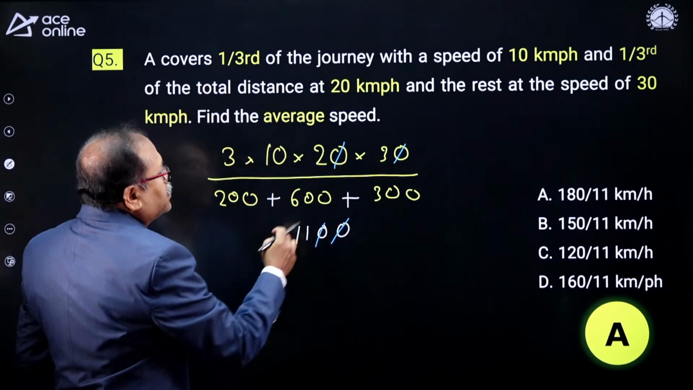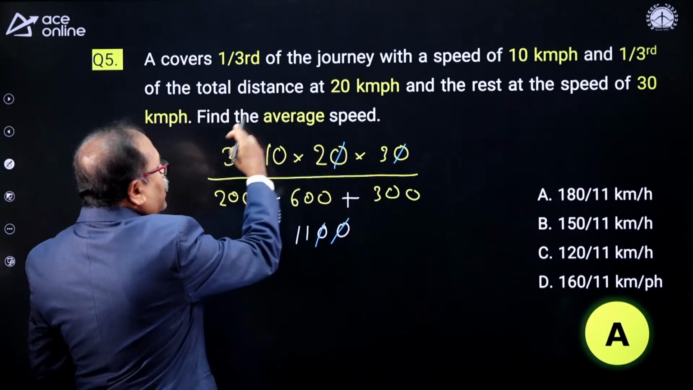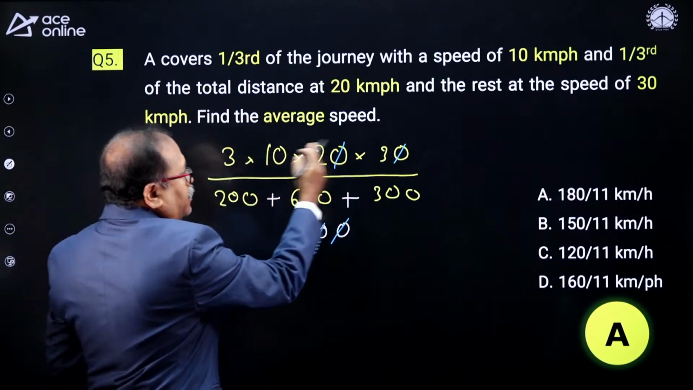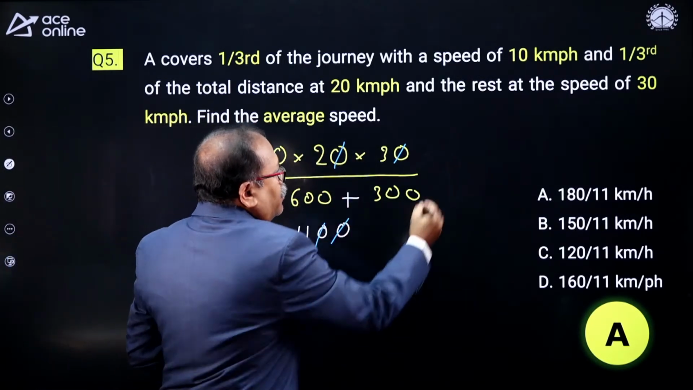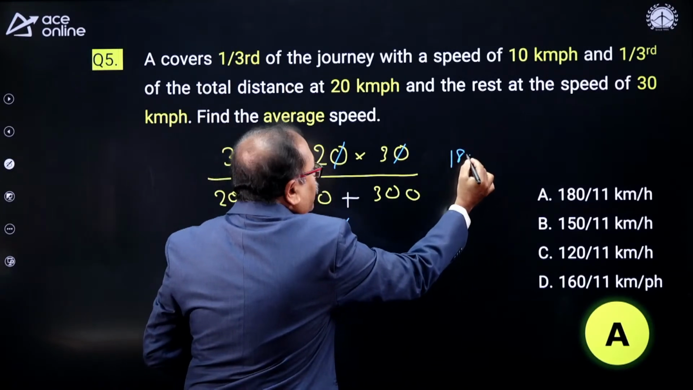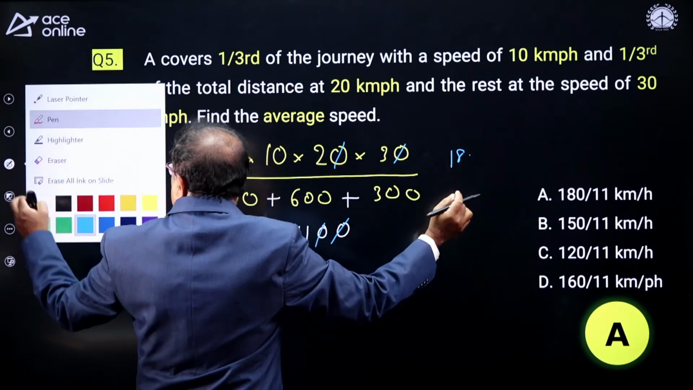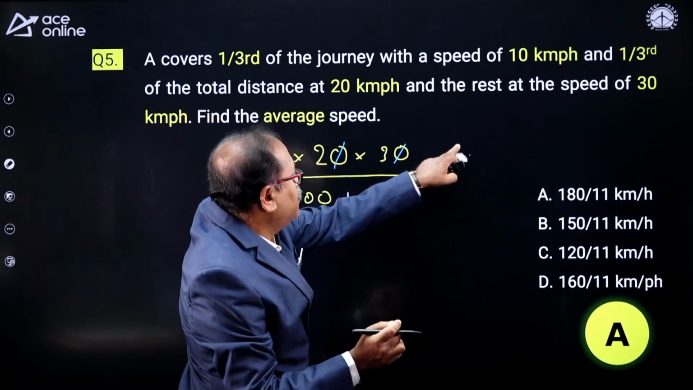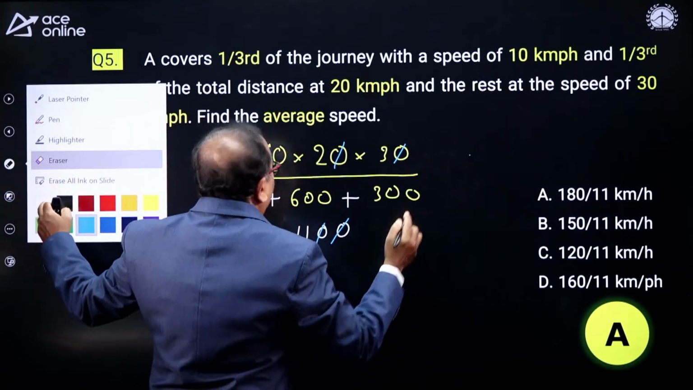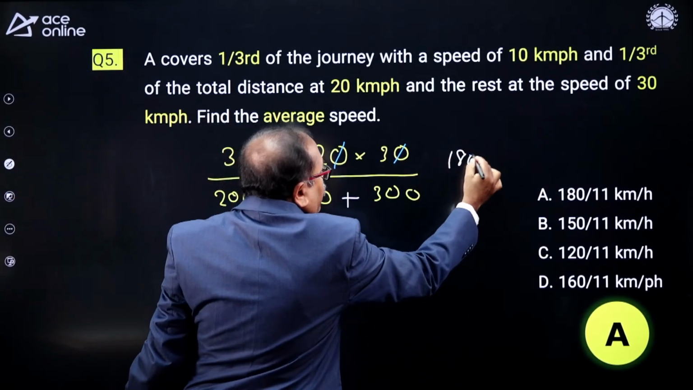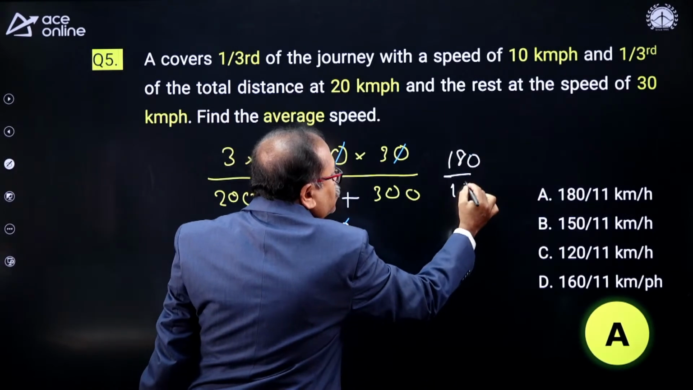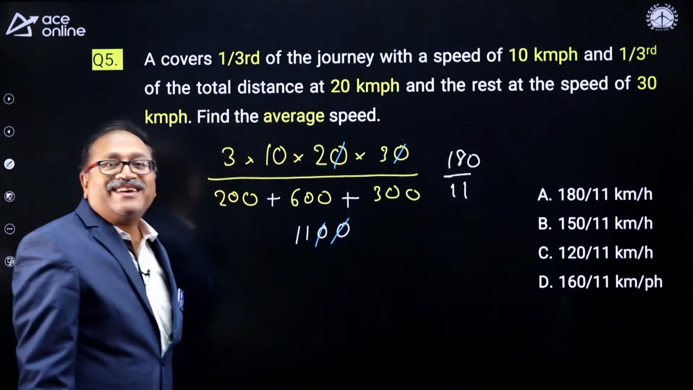And the rest is a multiplication here: 3 times 6 and 6 times 3 is 18. So 180 divided by 11. What I got is 180 divided by 11. That should be my answer. 180 divided by 11. So option A.